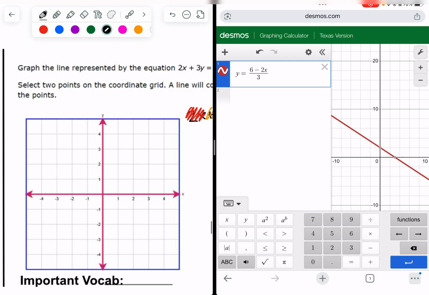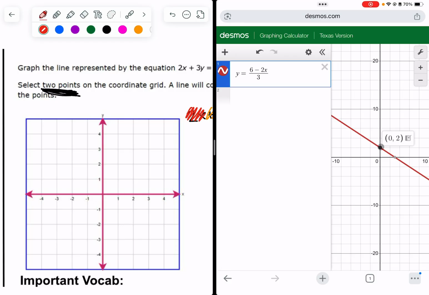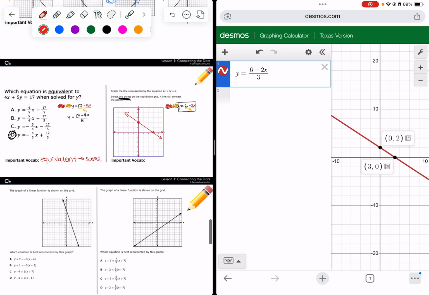Now, I need to select 2 points. So I'm going to select my 2 points that are already there. Desmos gives me my 2 points. I have 0, 2, and I'm going to put them on the same place I see them. 3, 0. And I'm just going to connect my dots. That is my line. That's all I'm going to do. That's it. Done. So once you get your Desmos points, you're going to put them on your graph, and that's it.